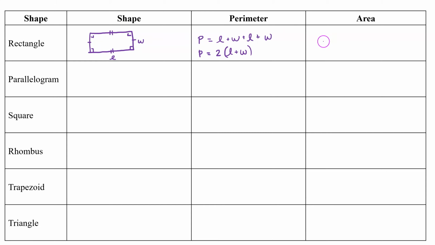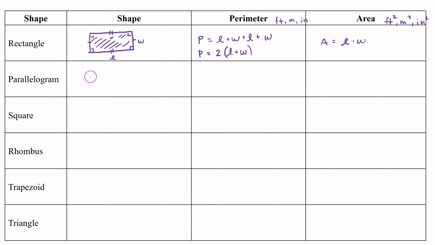When we're figuring out the area, that is how much surface this shape is covering. And the way we figure that out is by multiplying length times width for a rectangle. And as far as units go, this would be something like feet or meters or inches. But for area, since it's a surface that it's taking up, it would be feet squared, meters squared, inches squared.